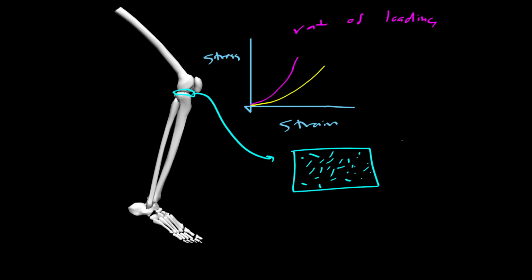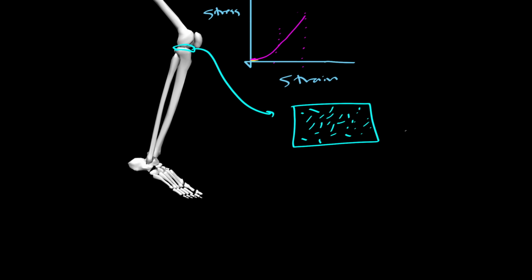Like tendons and ligaments, cartilage also has this toe region here on the stress-strain curve, meaning it doesn't just go up in linear fashion. First, there's this toe region, then you have a linear region like this. And that also has to do with how the collagen fibers are arranged.